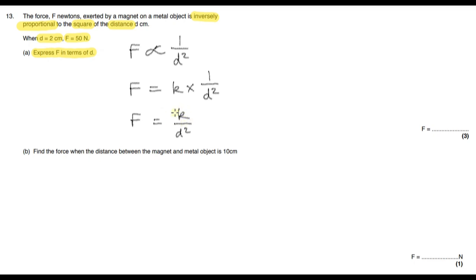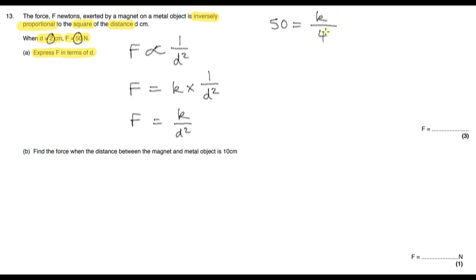We don't know what our constant is at the moment, but we can work it out using the values they've given us. We're told when d is 2, F is 50. So let's plug these numbers into our formula. When F is 50, we've got 50 is equal to some constant divided by d squared. Well, d is equal to 2. 2 squared is 4, so it's going to be k over 4.